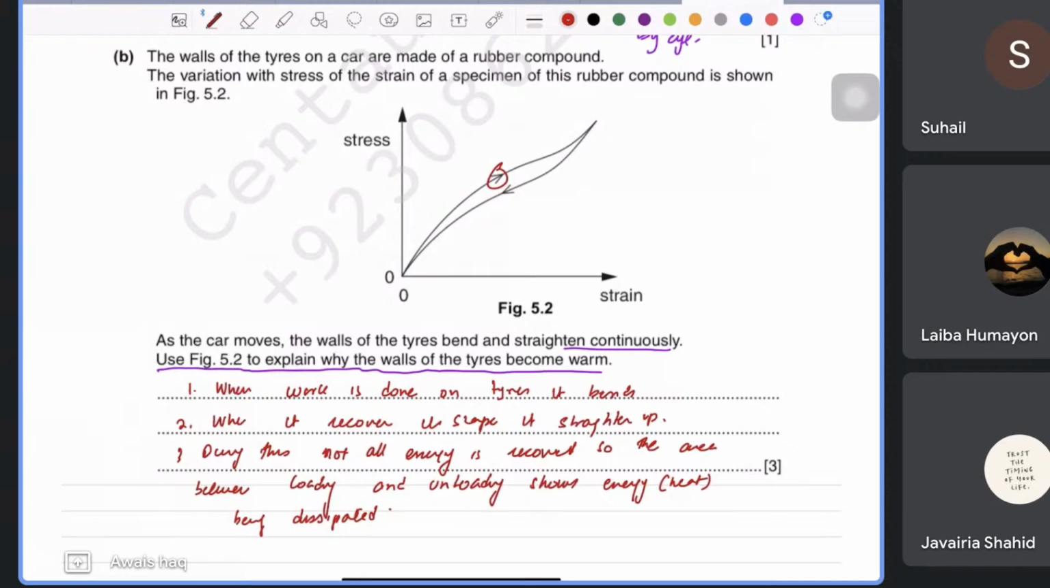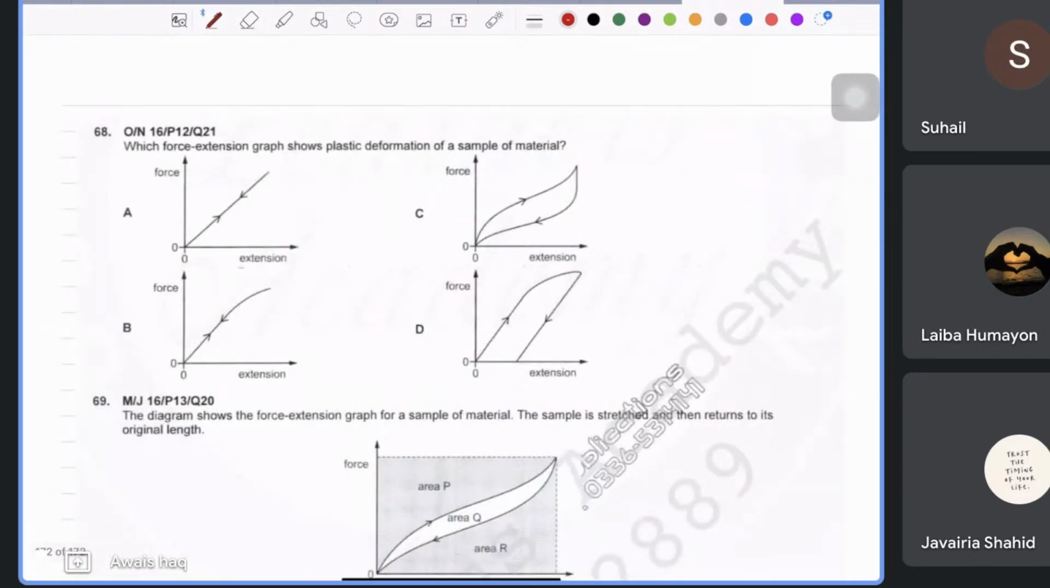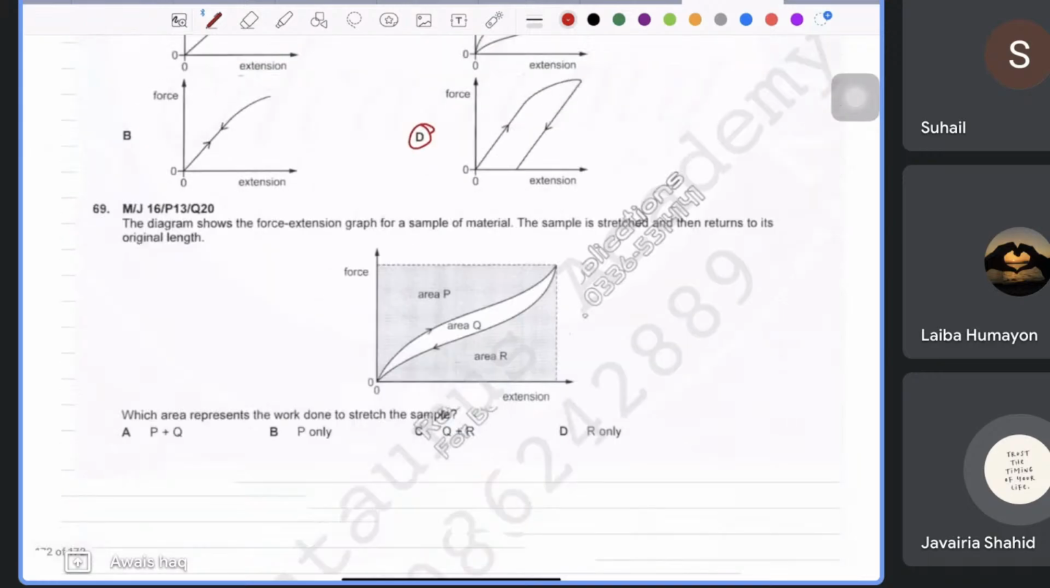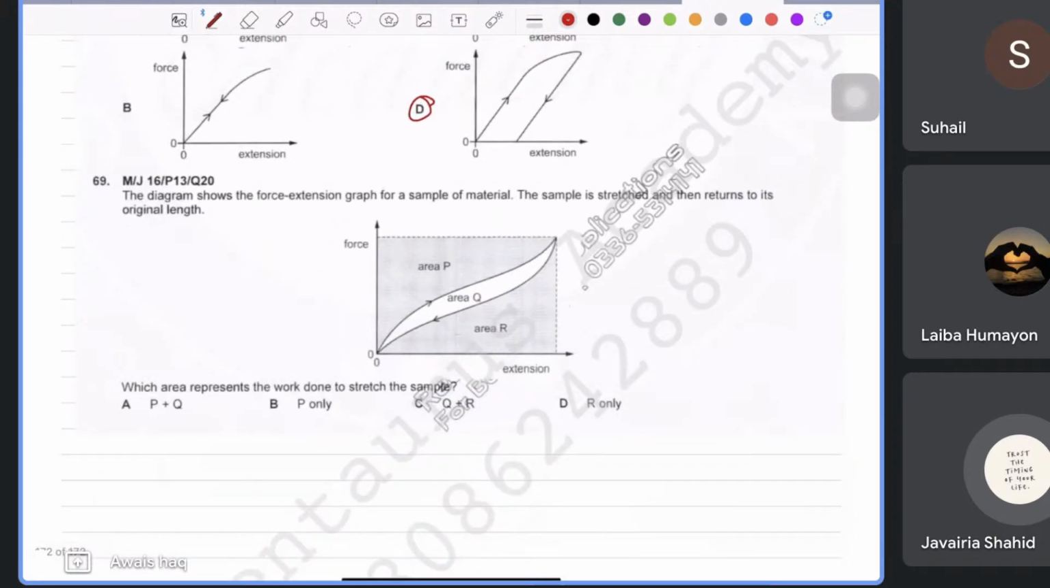All right, anyway, in this question it says, which force extension graph shows plastic deformation of a sample of material? Yes, please, who can tell me? D. Yeah, it is clearly D, because all of the others come back to the same shape. Then it says, which area represents the work done to stretch the sample? Q plus R. Yes, excellent. It has to be Q plus R. Anybody who has a different answer in mind, so I can clear your concept there?